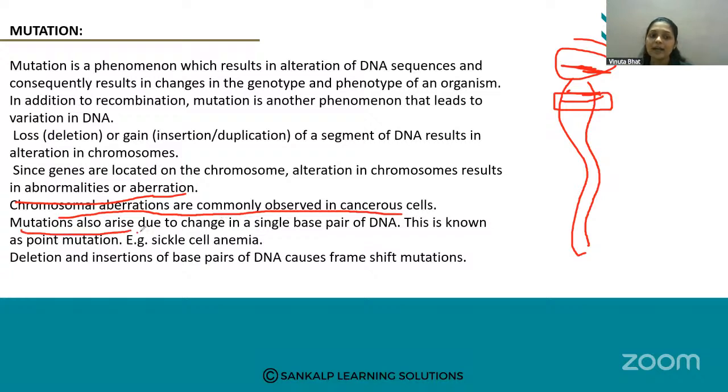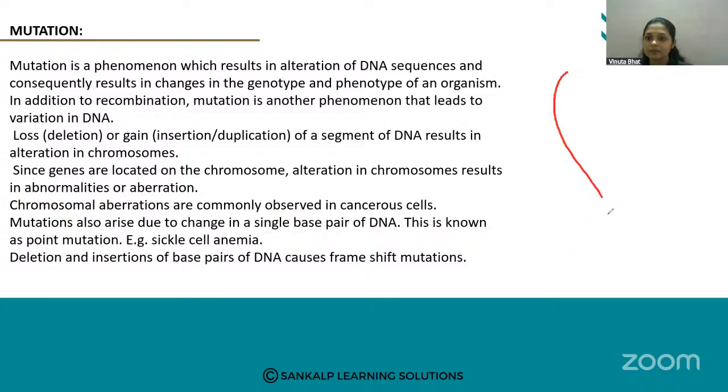Mutation also arise due to the change in the single base pair of DNA. This is known as the point mutation. ಇಲ್ಲಿ ನೋಡಿ, so just imagine this is the DNA. ಡಬಲ್ ಸ್ಟ್ಯಾಂಡ್ ಇರುತ್ತೆ ಅಲ್ವಾ, DNA ಅಲ್ಲಿ ಡಬಲ್ ಸ್ಟ್ಯಾಂಡ್ ಇರುತ್ತೆ. ದೆನ್ ಇಲ್ಲಿ ಬೇಸ್ ಪೇರ್ಸ್ ಇರುತ್ತೆ, ಅಂದ್ರೆ ಅಡಿನೈನ್, ATCG ಅಂತ ಈ ರೀತಿ ಬೇಸ್ ಪೇರ್ಸ್ ಇರುತ್ತೆ.